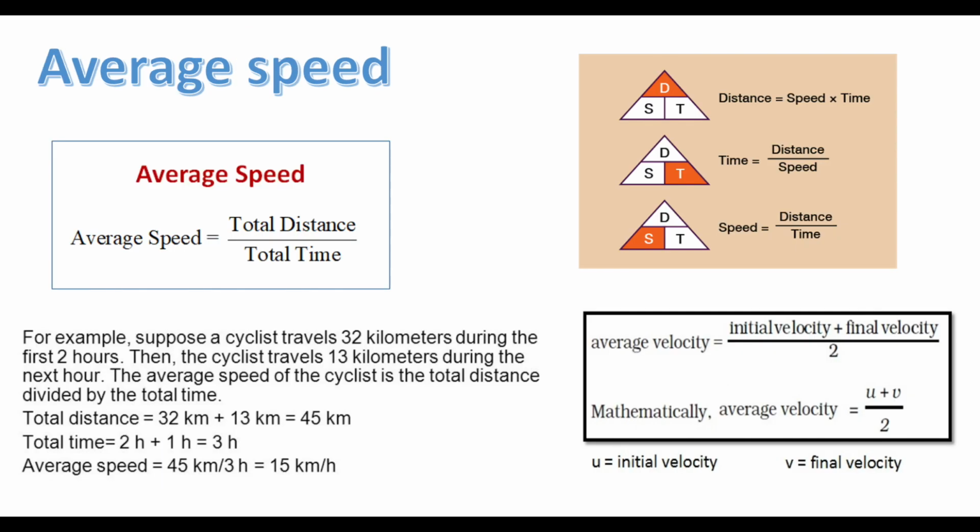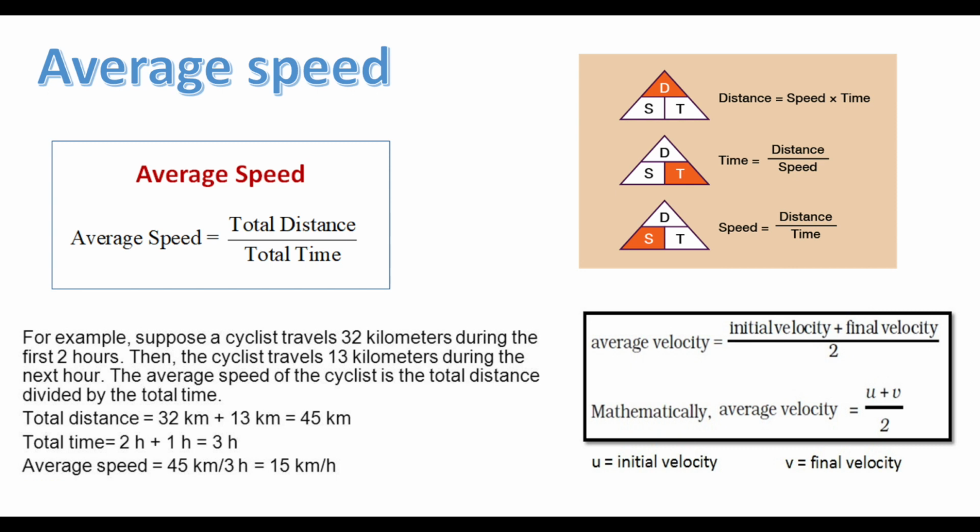Average speed. During the motion of an object, the object may travel different distances in different times. To find out the average speed, we calculate the total distance then divide by total time. For example, suppose a cyclist travels 32 kilometers during the first 2 hours. Then the cyclist travels 13 kilometers during the next hour. The average speed of the cyclist is the total distance divided by the total time.